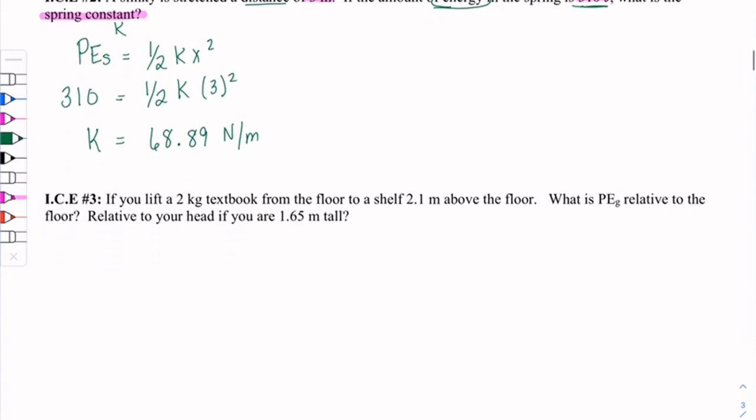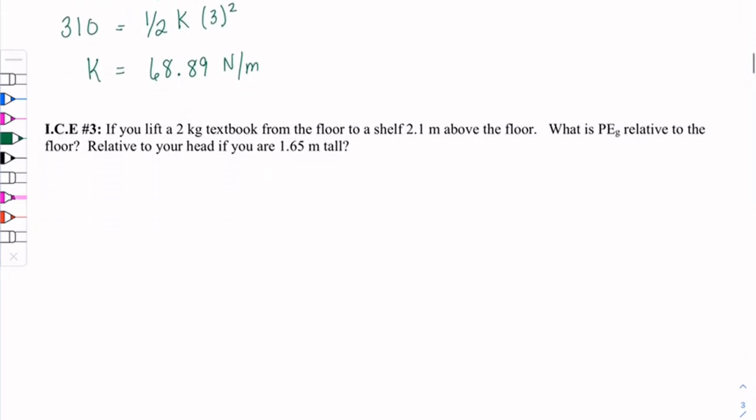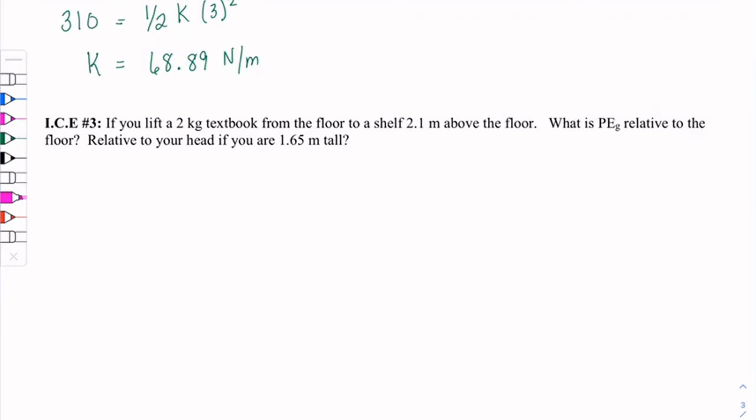In class example number 3 says, if you lift a 2-kilogram book from the floor to a shelf 2.1 meters above the floor, what is the gravitational potential energy relative to the floor and then relative to your head if you're 1.65 meters tall?